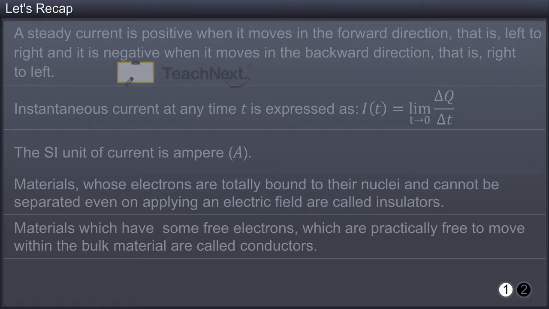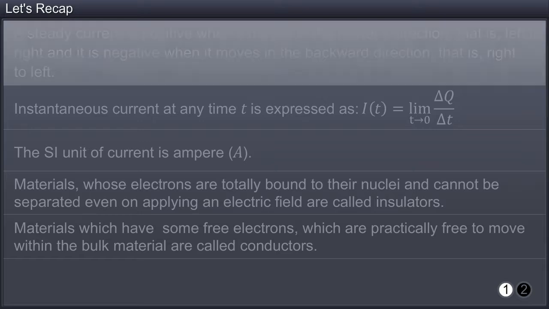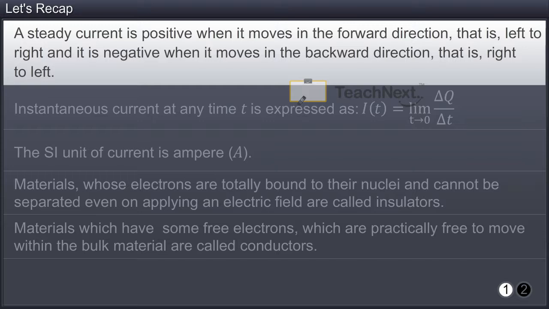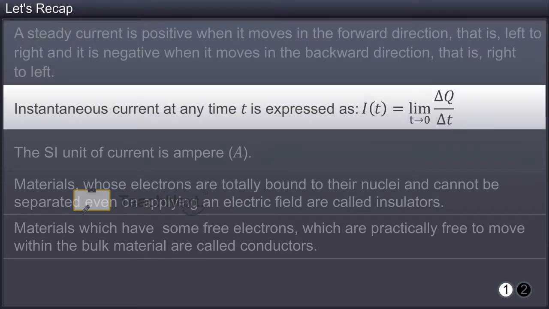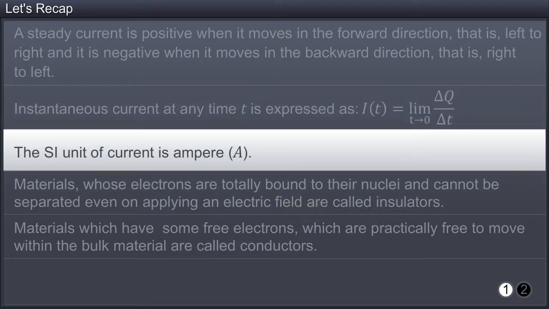You have now reached the end of this module. In this module, you learnt that a steady current is positive when it moves in the forward direction, that is, from left to right, and it is negative when it moves in the backward direction, that is, from right to left. Instantaneous current at any time t is expressed as I(t) equals the limit as delta t tends to 0 of delta Q by delta t. The SI unit of current is ampere, A.